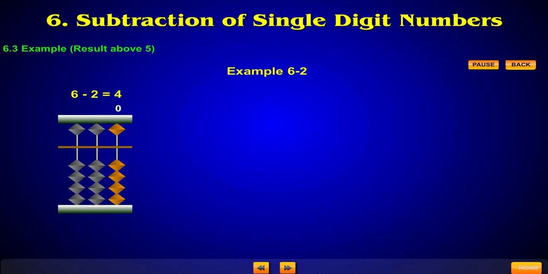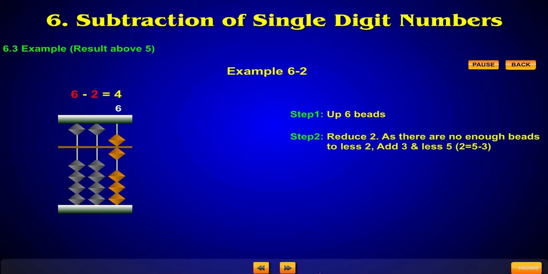Example: 6 minus 2. Step 1. Up 6 beads. Step 2. Reduce 2. As there are not enough beads to less 2, add 3 and less 5. That is, 2 equals 5 minus 3. Step 3. Count the beads.